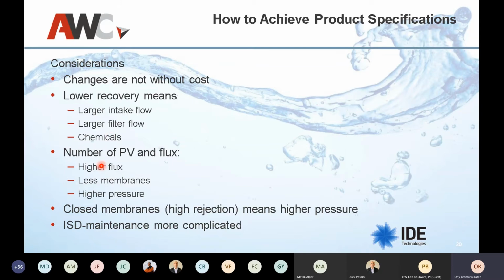The same with the number of pressure vessels and flux. So if we decrease the number of pressure vessels, we're decreasing the number of membranes, so we have less capex, but we're increasing the flux. Increasing the flux will increase the feed pressure and increase the specific energy. The same, as I said before, with working with different types of membranes. We want to get good quality, but we don't want to give too good quality, not better than what is required, because that will cost in energy.